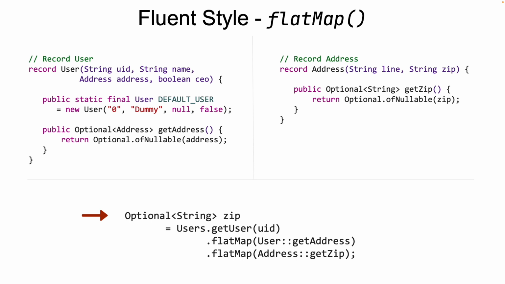Notice the use of flat map methods. Method reference user::getAddress returns an optional address. But flat map would simply return the optional address, whereas map would have returned optional of an optional address. Bottom line, flat map should be used when the function passed to it returns an optional. Otherwise, use simply map.